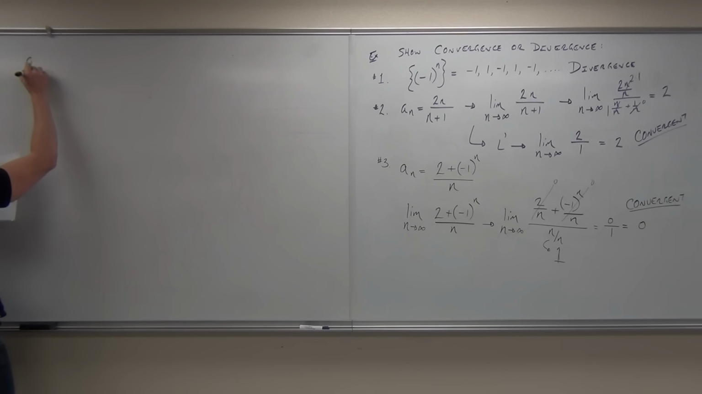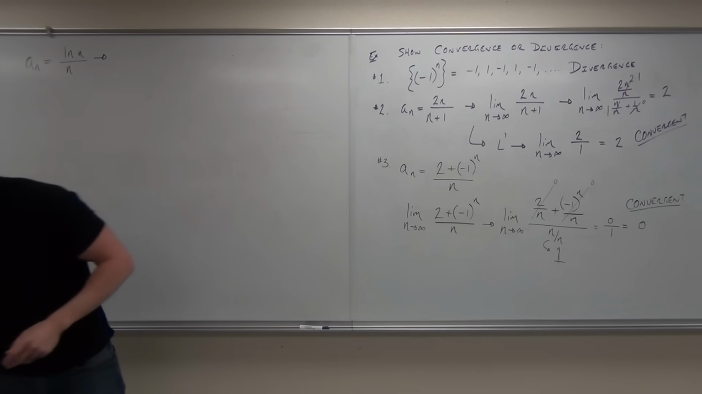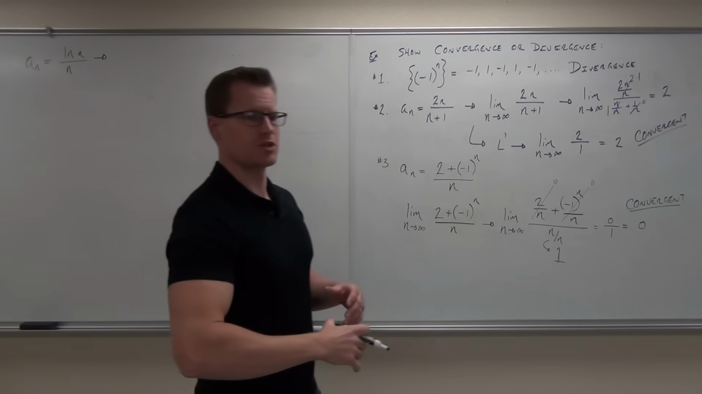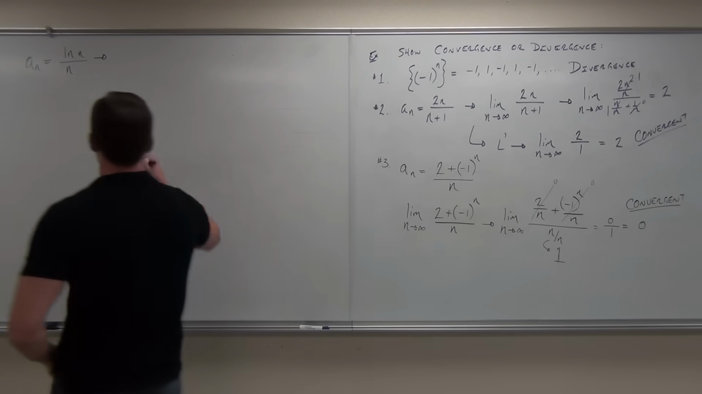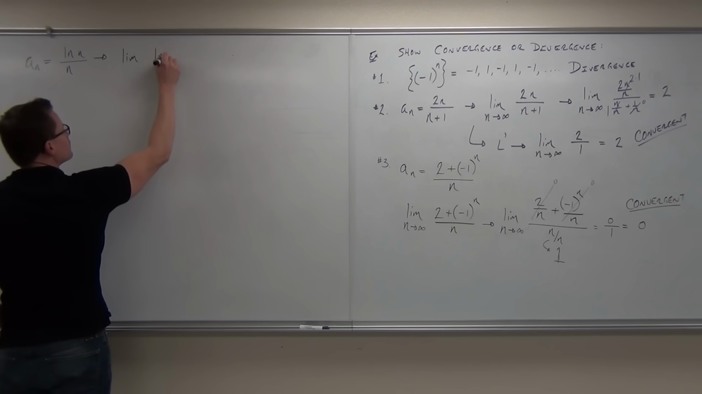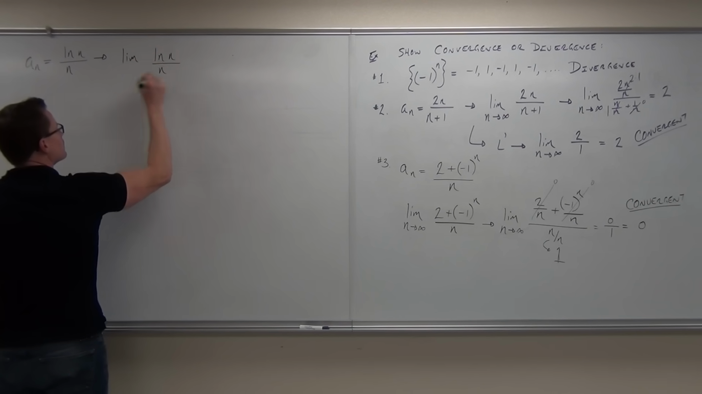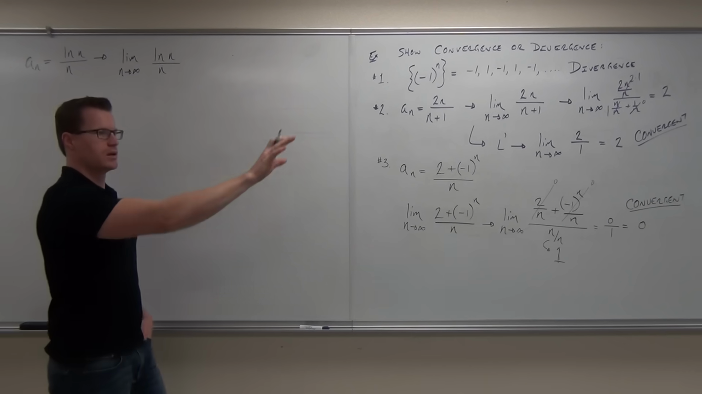How about a sub n equals ln of n over n? Oh goodness, okay. Tell me the first thing that we should do in order to test whether this thing is going to be convergent or divergent. What would we do? Take the limit. Very good. So let's take the limit of our sequence. Where's our n going? To infinity. Yeah, we're trying to find out what happens as we get towards infinity.